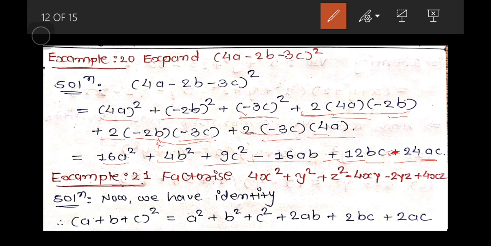Now example number 21. Factorize 4x square plus y square plus z square minus 4xy minus 2yz plus 4xz. We can recall our identities, and you can compare this expression with identity number 5, that is x plus y, or a plus b plus c all square is equal to a square plus b square plus c square plus 2ab plus 2bc plus 2ac.